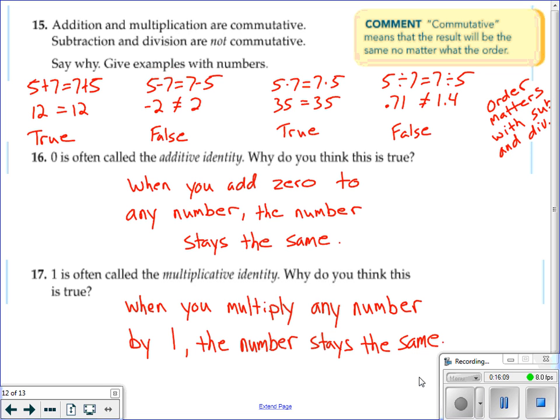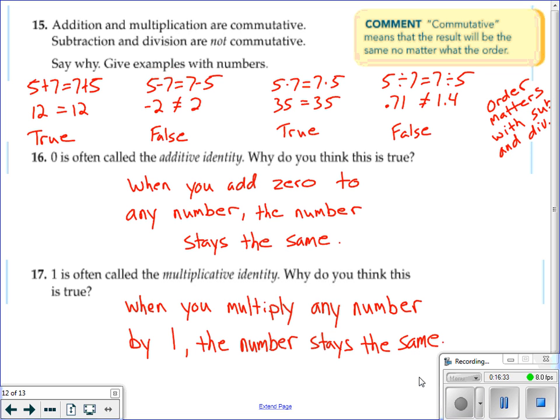16 is talking about 0 being called the additive identity. And the reason for this is the number that you add 0 to maintains its identity. Okay, it stays the same. And that's the same for number 17. 1 is often called the multiplicative identity. And again, because when you multiply any number by 1, the number stays the same.